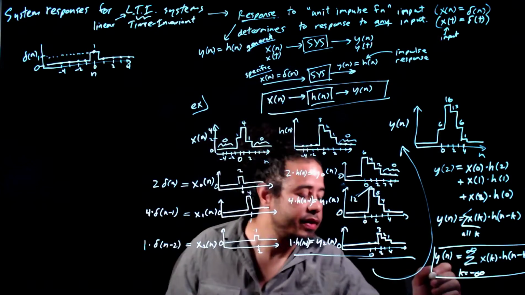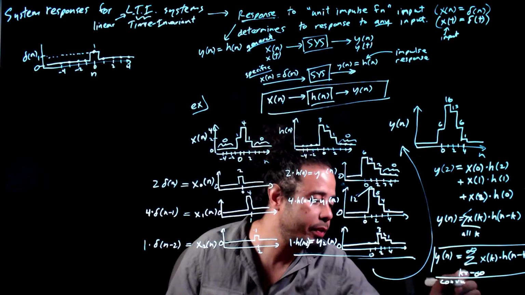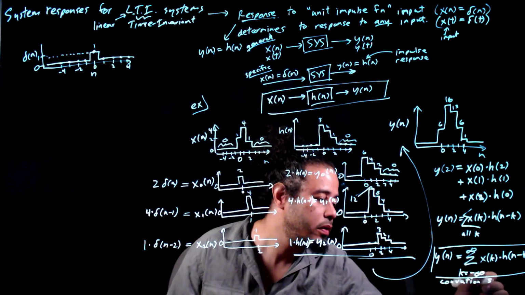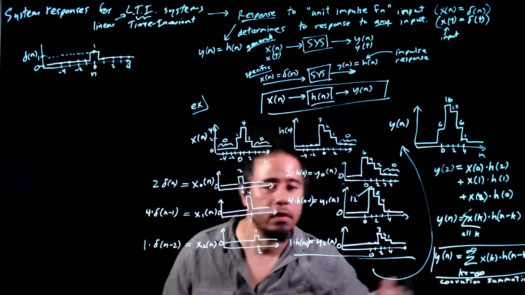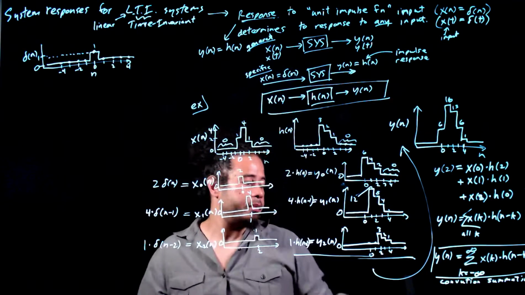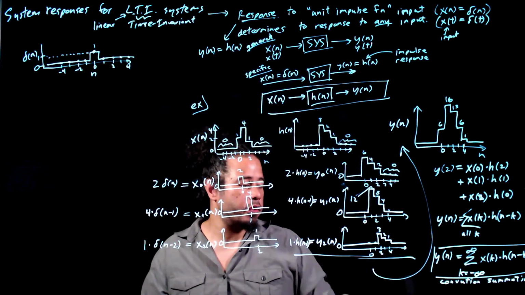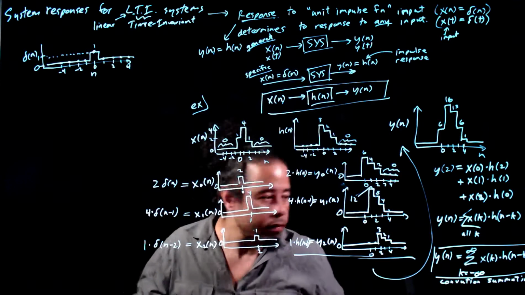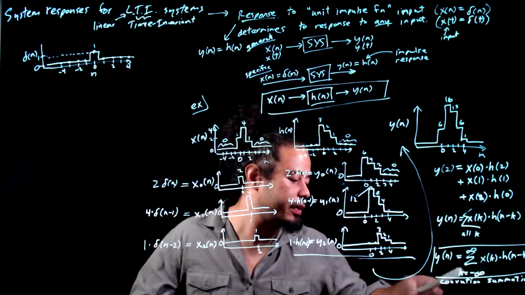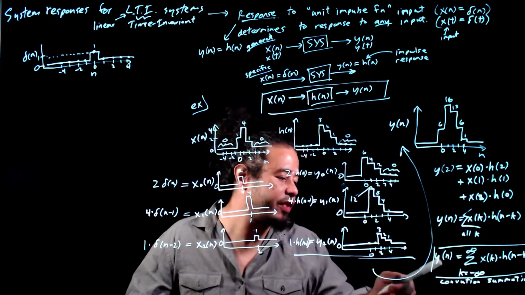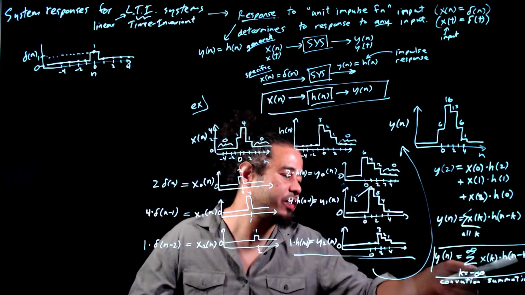All right, and so this is the general formula for what the response is going to look like, and we have a name for it: we call it the convolution sum, or summation. This convolution summation is so important that we give it its own expression. In general, it says that the output y of n is equal to this convolution sum of x of k and h of n minus k.